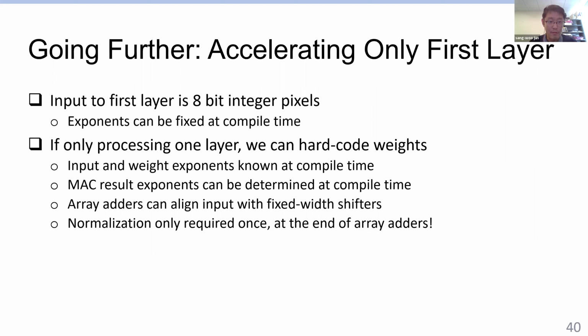Meaning, we keep going, the array adders for adding all the MAC operation results can align each of its inputs with fixed width shifters, because the amount of shifting each array adder needs to do is already determined at compile time. We do not need expensive variable width shifters anymore. We can use fixed width shifters. And the normalization process is only required once at the very end of the array adders, which really, in our experience, reduces the chip resource overhead of convolution accelerators.